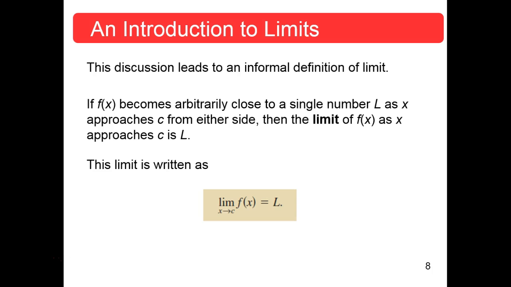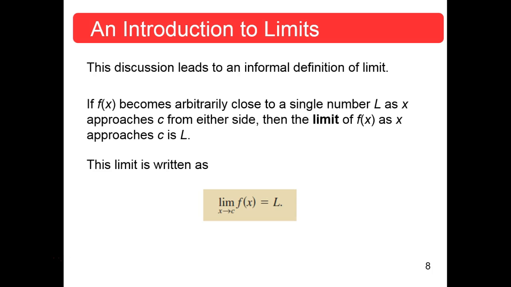This discussion leads to an informal definition of a limit. In my mind, I ought to go on and hit you with the formal one, but we'll do this. If f of x becomes arbitrarily close to a single number L as x approaches c from either side, then the limit of f of x as x approaches c is that number L. So we write it just this way: the limit as x approaches c of f of x is L. Now, that's if it exists.